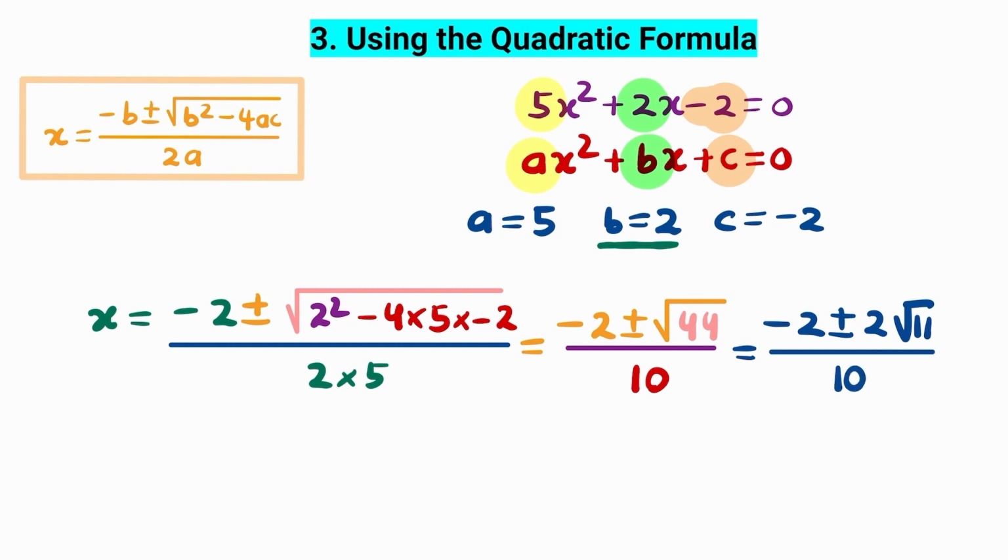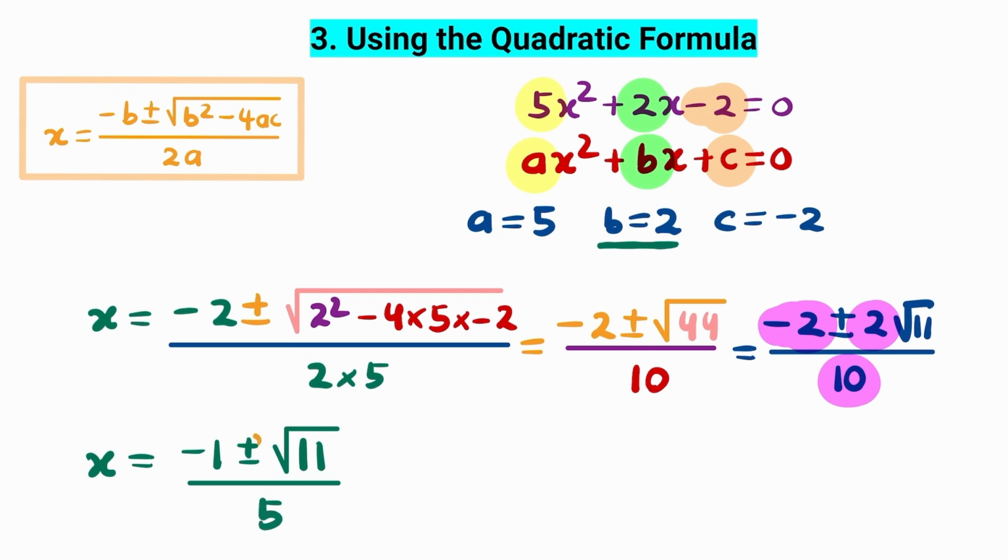Now can you see that all the terms in this expression are divisible by 2? Here there's minus 2, here there's a 2, and then here there's a 10. All these terms are divisible by 2. So since 2 is common to all of them, we divide all of them by 2. X is equal to, what is minus 2 divided by 2? Minus 2 divided by 2 is minus 1. Plus or minus 2 root 11 divided by 2 is root 11. And 10 divided by 2 is 5.